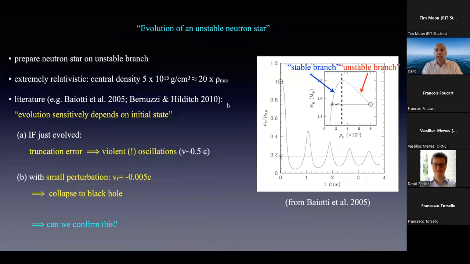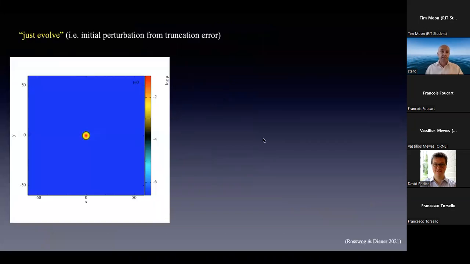Now you can do another relatively challenging test, and that is now you prepare a neutron star on the unstable branch. And if you look at the literature, it's a very relativistic neutron star with a very high central density, and if you then just let it go, then the Eulerian simulations tell us, well, if you just let it evolve, then just truncation error alone should set this into pretty violent oscillations. But if instead you give it a small perturbation inwards, then the same star should collapse to a black hole. And we wanted to see whether we can confirm this. And yes, actually we can.